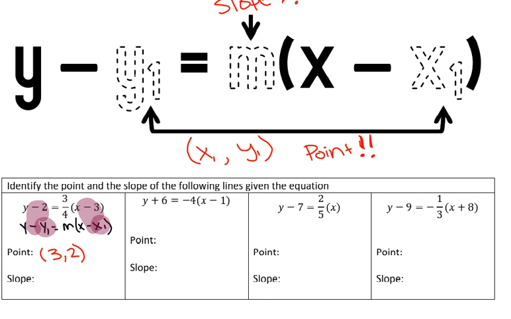And our slope is our m, which generally people are really good at finding because it's just whatever's on the outside of the parentheses. And that's 3/4. So we're done. We're rock stars. Life is good. This is messy.